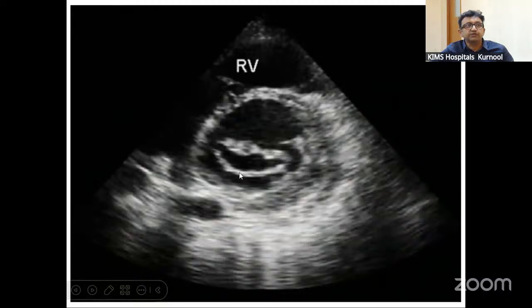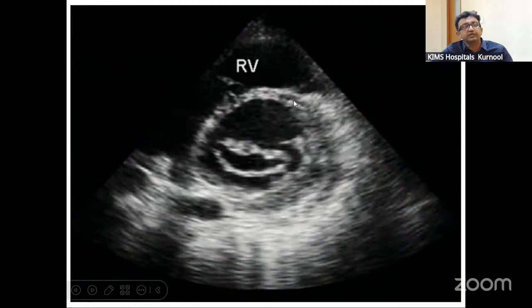When the video is on, this will appear like a fish mouth, opening and closing of the mitral valve. This is the left ventricle, this is the interventricular septum, and this is the right ventricle. In a normal heart, this is how it should be. The interventricular septum should be bulged into the right ventricle. When the pulmonary pressures are higher, there is flattening of the interventricular septum, and the LV becomes D-shaped.